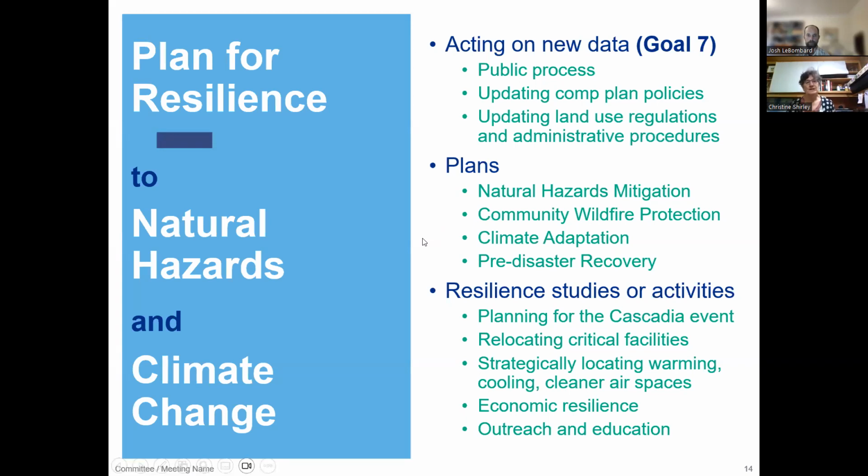And then outreach and education projects involve helping people to understand what their exposures are, not only to the hazards, but how those hazards impinge on the infrastructure, their buildings, their businesses, and so on. So those are examples of projects that might fall under the resilience study or activities category.